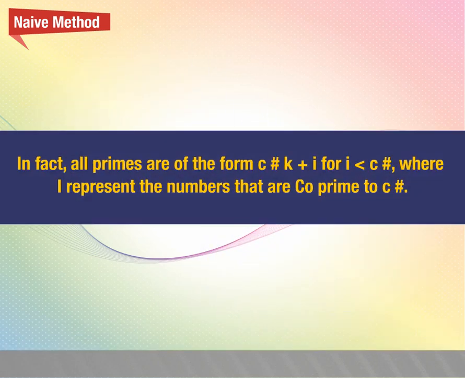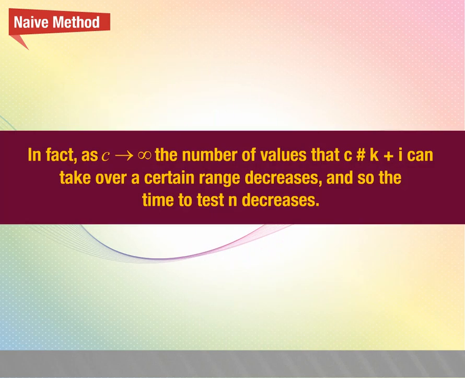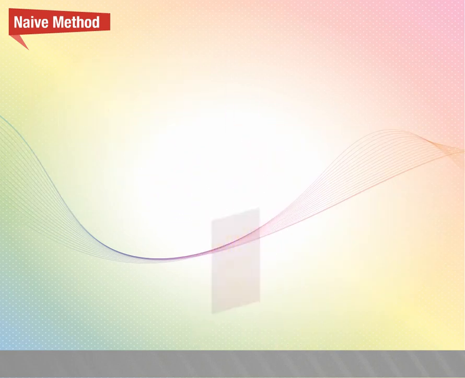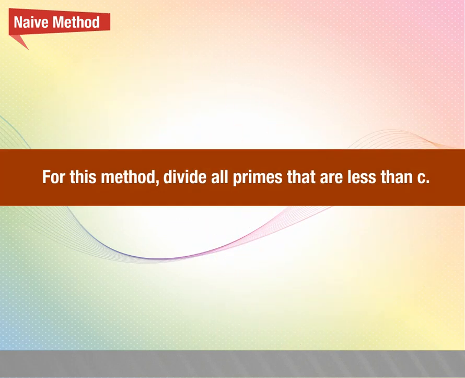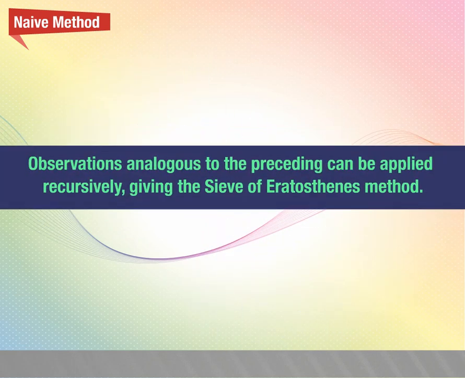In fact, all primes are of the form c# k plus i, for i less than c#, where i represents the numbers that are co-prime to c#. As c tends to infinity, the number of values that c# k plus i can take over a certain range decreases, and so the time to test n decreases. For this method, divide by all primes that are less than c. Observations analogous to the preceding can be applied recursively, giving the sieve of Eratosthenes method.